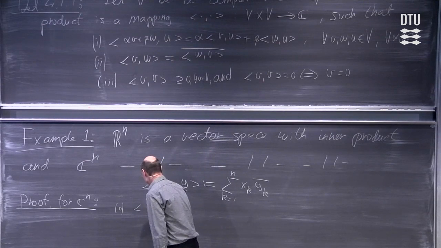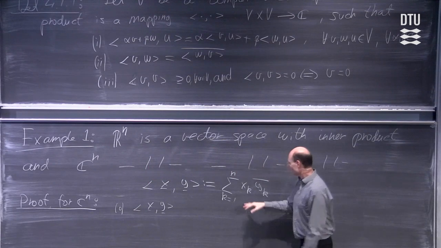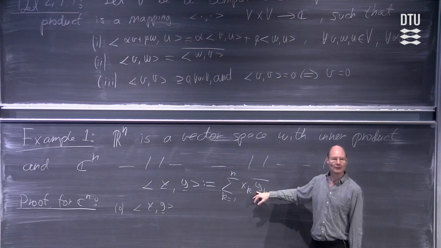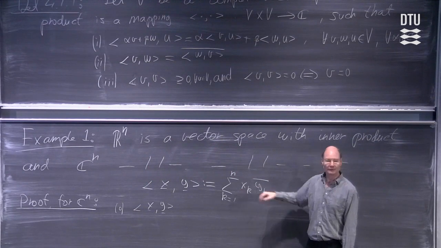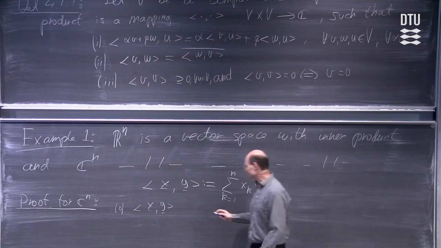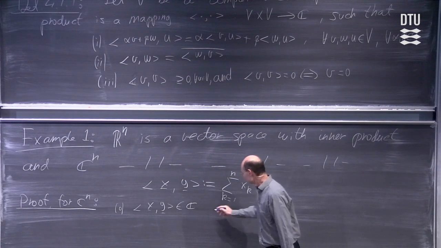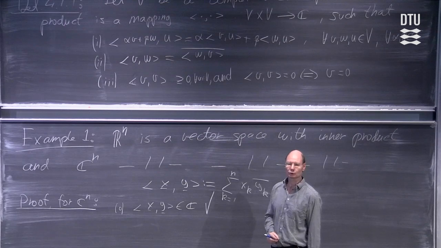We look at the definition of the inner product of X with Y, and you see all we have here is a product and a sum of some complex numbers. So what comes out here will be a complex number. So this is something that belongs to C. So this is the first part to check.